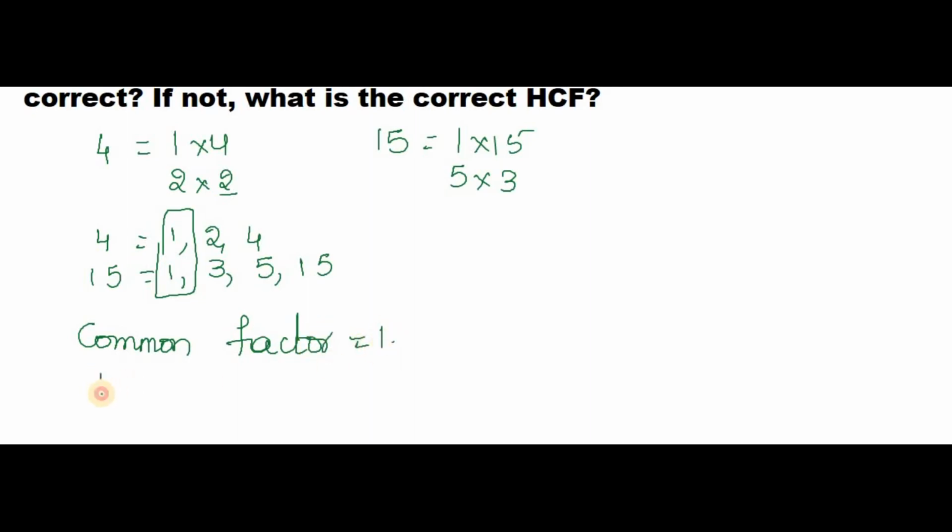Is 1. Automatically HCF also will become 1. Why? Because there is no other number, and among the common factors, which is the biggest one, that we will select as HCF, right? But here the common factor itself is 1, so that is the reason I have to select 1 as the HCF itself.